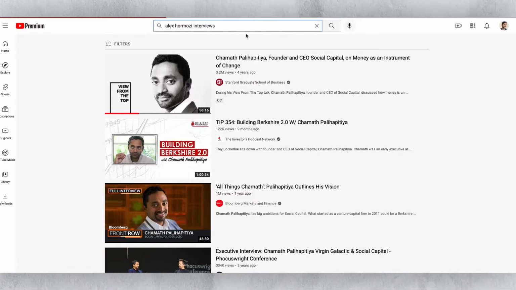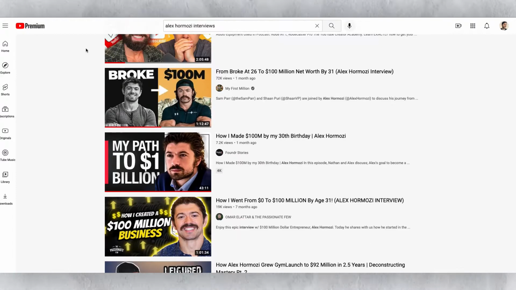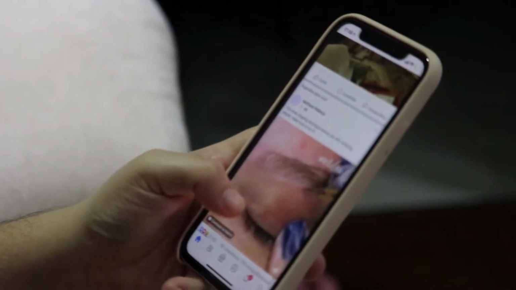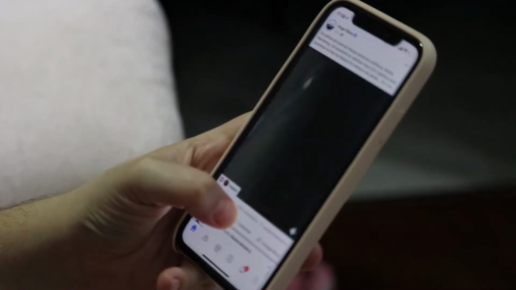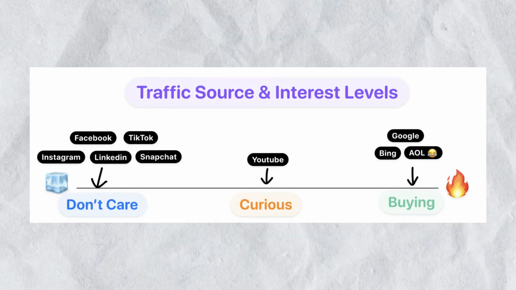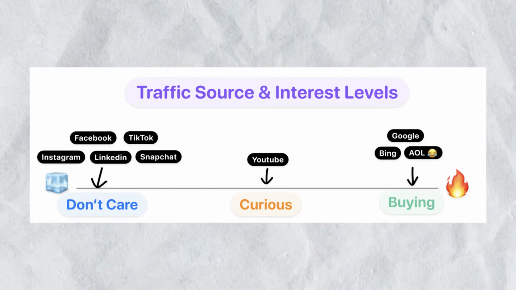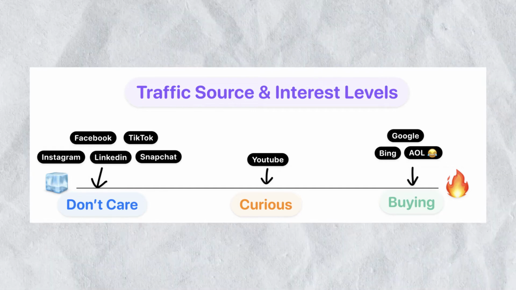For example, someone watching YouTube videos on a specific topic could be more curious and more likely to buy your solution rather than someone just aimlessly scrolling through their Facebook feed. You have different interest levels per traffic source. Now, I'm sure you can find people who are ready to buy your enterprise B2B software on TikTok. All I'm saying is the chances of that happening are pretty slim.